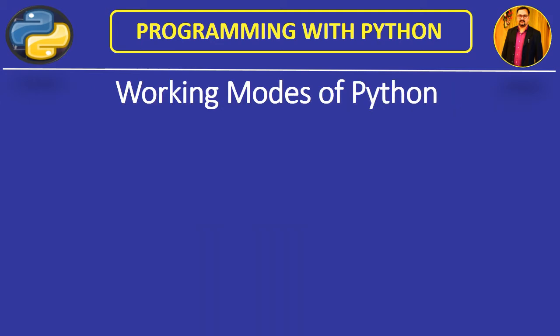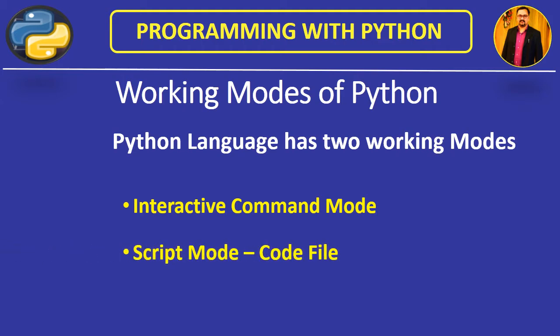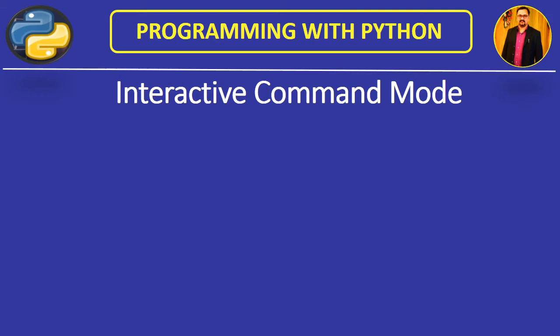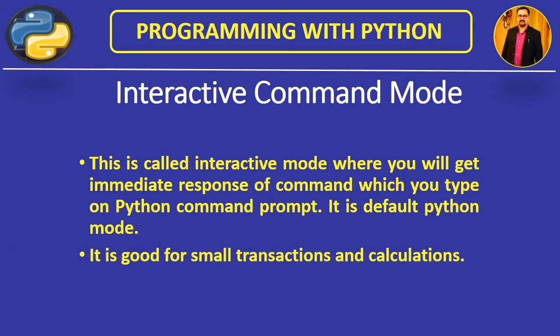Now, when we start with Python, it offers two working modes. The first working mode is interactive command mode, and the second working mode is script mode or code file mode. Interactive mode works like a calculator. It immediately gives a response to your statement, your command. So it is good when we have to execute a small set of statements or small calculations.